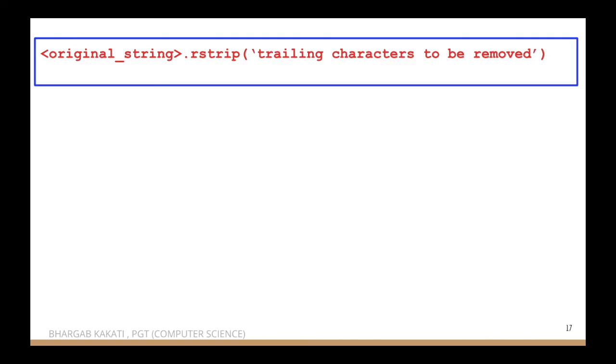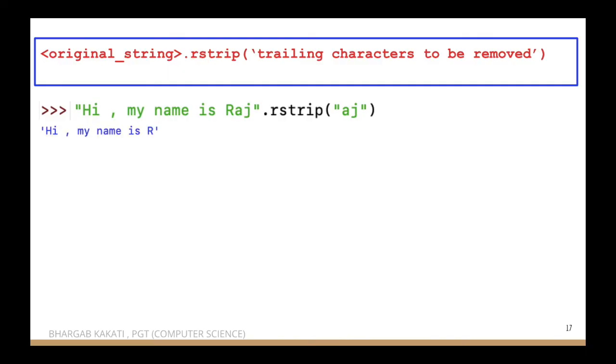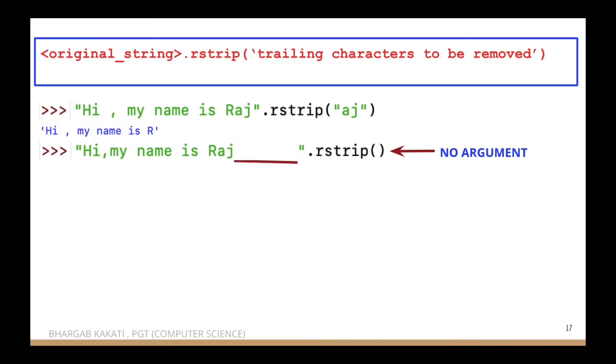This is the syntax, and then if I write "hi, my name is Raj".rstrip("aj"), "aj" is present as the trailing characters. So in the output, "hi, my name is R" will be displayed. "aj" is being stripped here. If I write "my name is Raj" and do not provide any argument here, what will happen? The white spaces towards the right will be removed from the output screen.